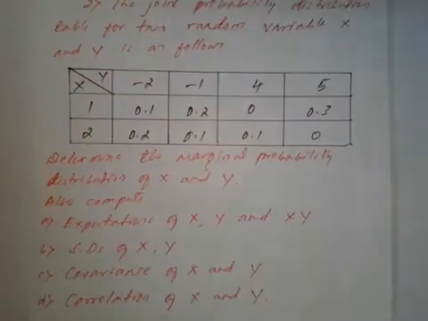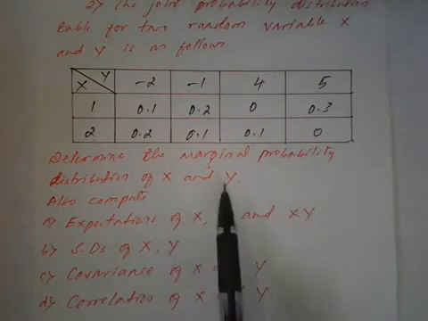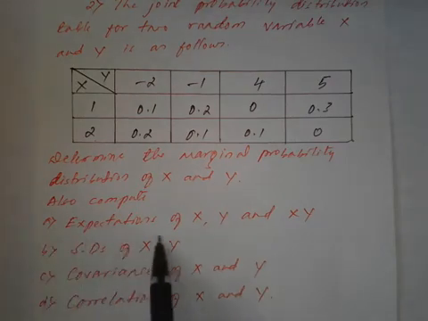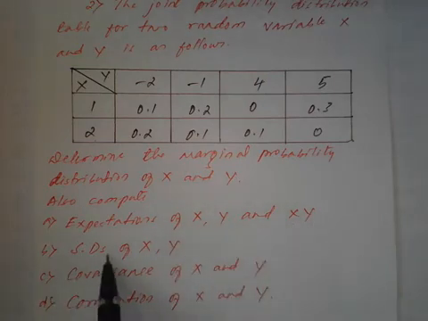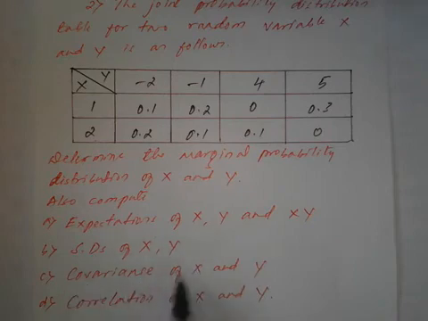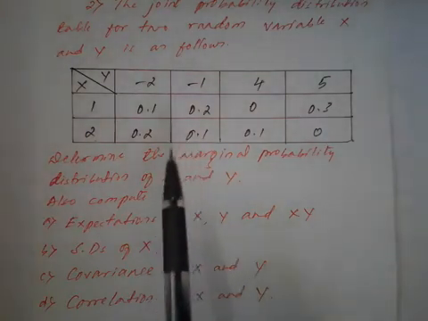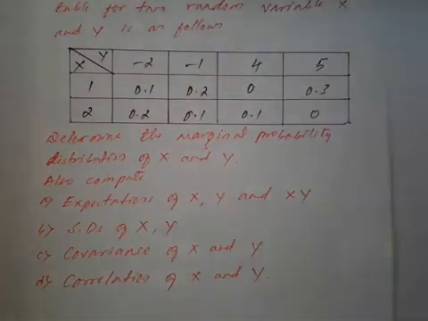So here we need to determine the marginal probability distribution of x and y, and the same as result number 1, we need to prove the expectation of xy, and of x and y separately and xy together, then the standard deviation of x and y, the covariance of x and y, and the correlation. This is the same question, the way of asking is the same, just the values are changed here. So I need to work out the example once again, so I hope you will understand it in a better way.